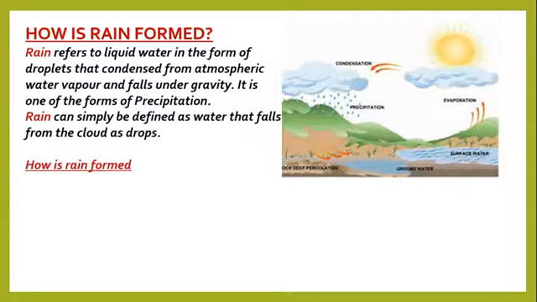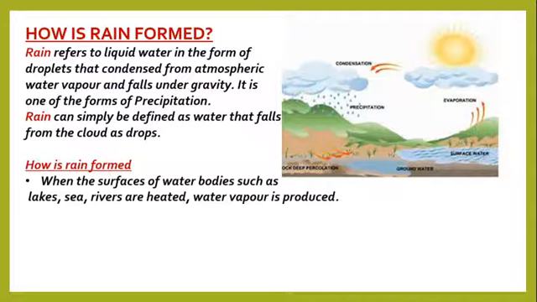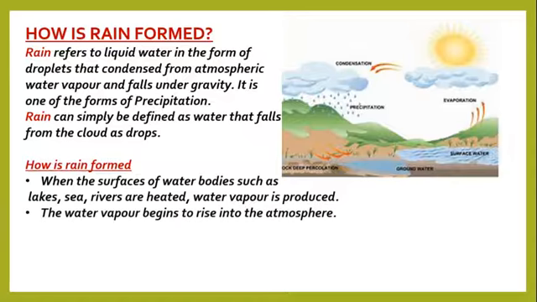So how is rain formed? It is similar to how clouds are formed, but there's a little bit of difference. So let's take note. One, when the surfaces of water bodies such as lakes, the sea, rivers are heated, water vapor is produced. And water vapor is the gaseous state of water. So after the heating, water vapor is produced. Two, the water vapor begins to rise into the atmosphere. So it goes high up into the sky.